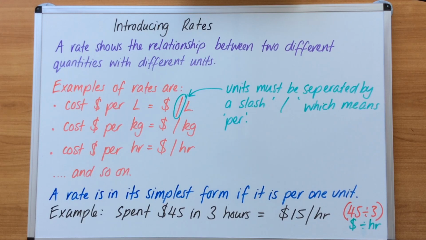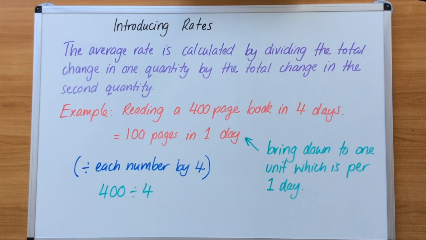The average rate is calculated by dividing the total change in one quantity by the total change in the second quantity. The example I have here is reading a 400-page book in 4 days.